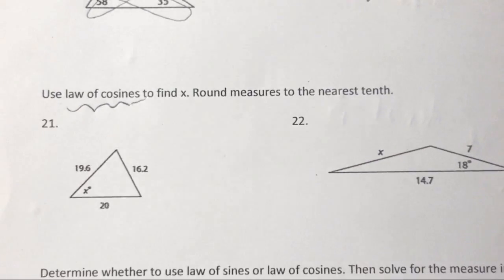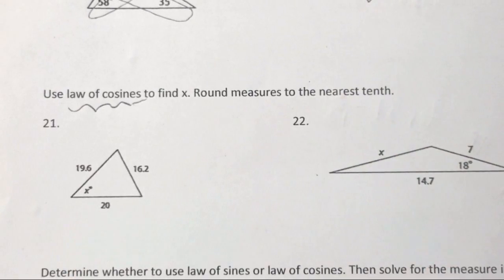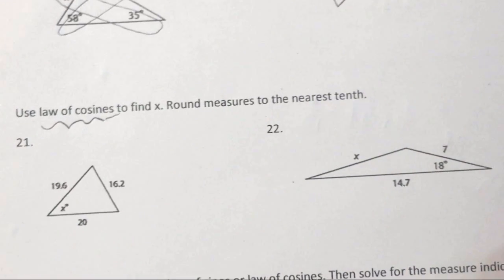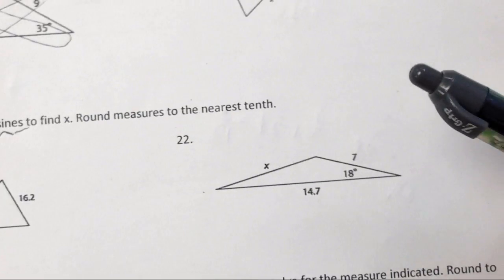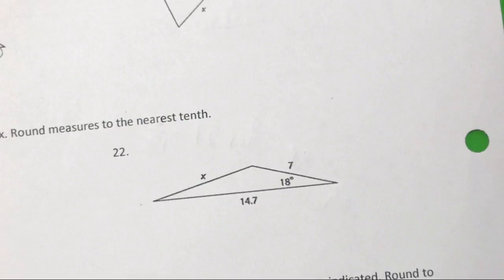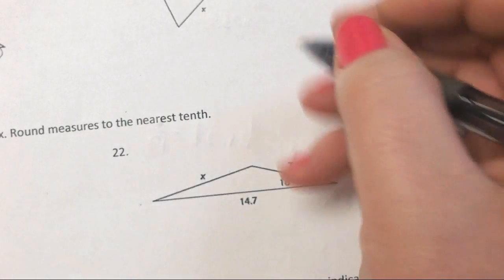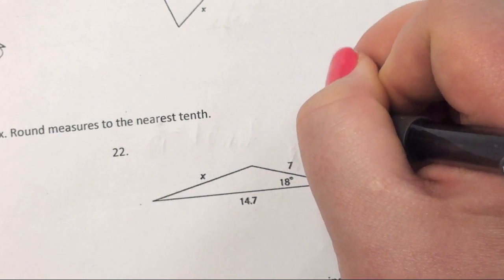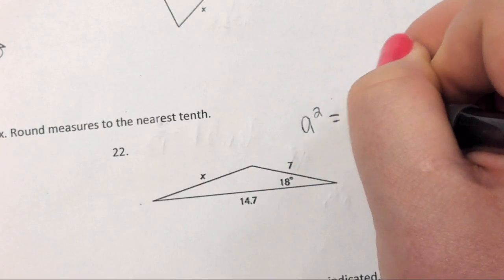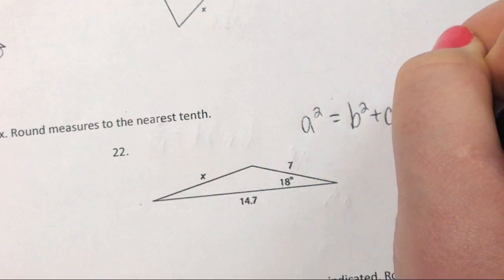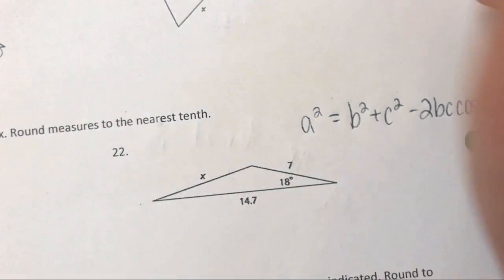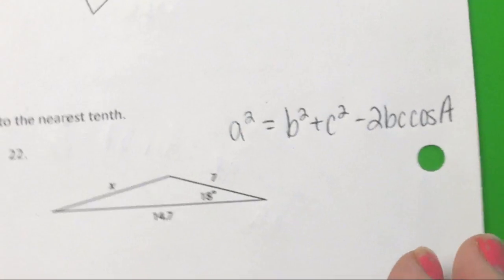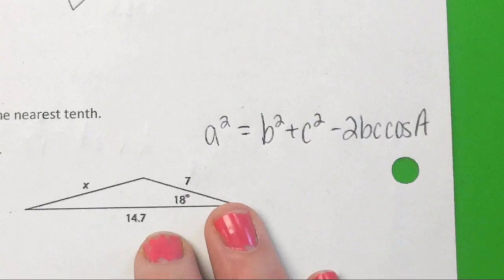Okay, and then we get to the bad boys, 21 and 22. I say they're the bad boys, and they're actually not that bad. So, I'll do 22 for Miss Jessica. She would like to see this, because she missed out on our notes yesterday. So, the law of cosines I'm going to give you, it's a squared equals b squared plus c squared minus 2bc cosine of A. I'm going to give you this formula. You have to decide.